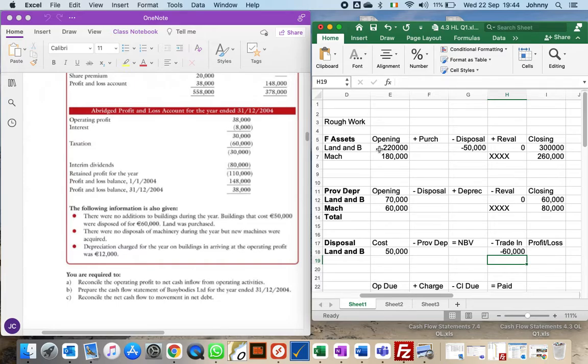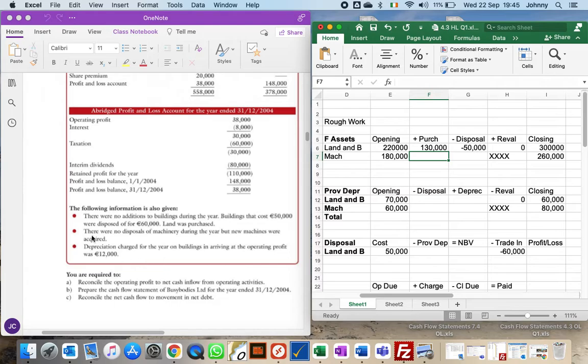So we've got a missing figure here, a blank that we have to fill in. We had 220 at the beginning, plus we bought something, then we got rid of 50. We had no revaluation, so our closing figure is 300. So the thing we bought must have been, well, how do we work it out? Well, the opening is 220 minus 50, so that means of the 220 there was 170 left, and we end up with 300 at the end, so therefore we spent 130 grand buying new assets.